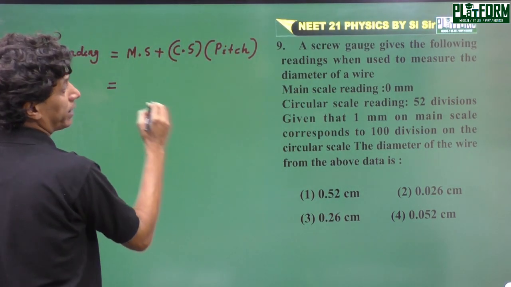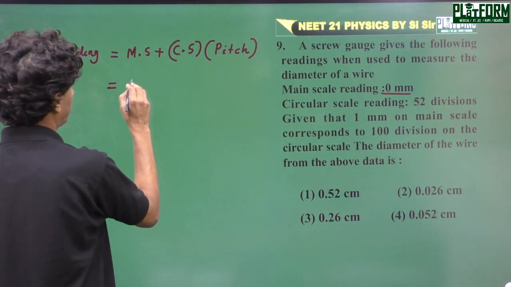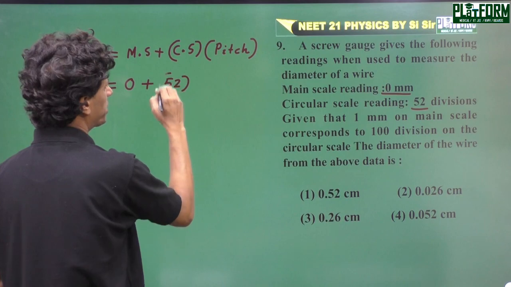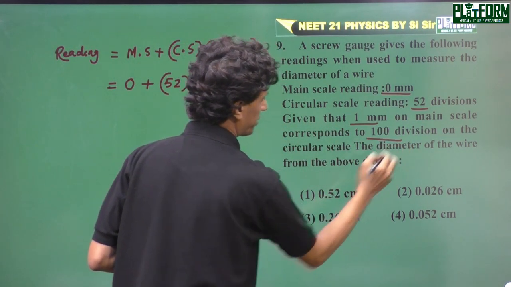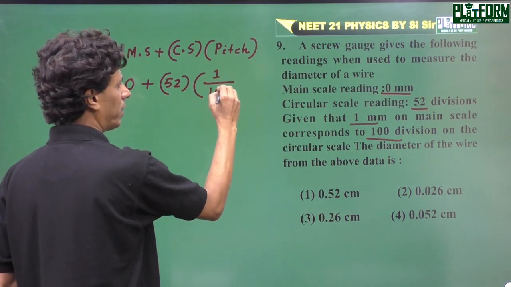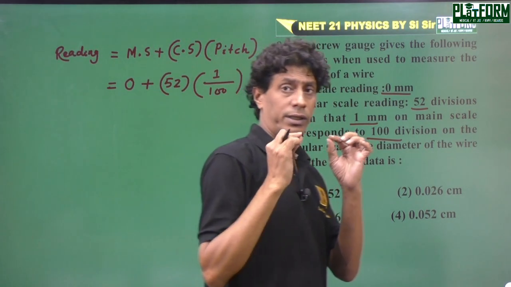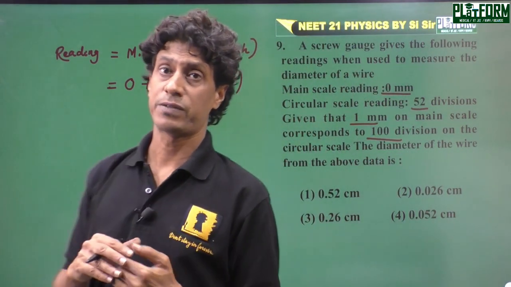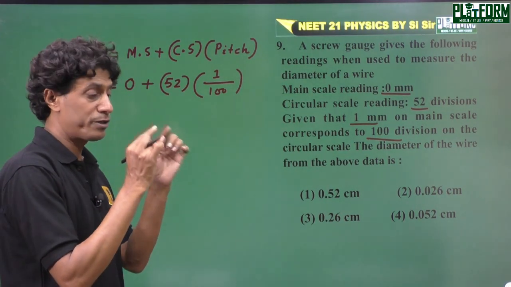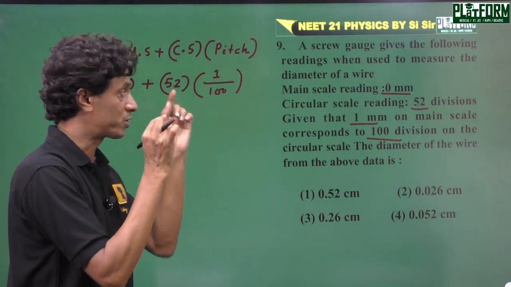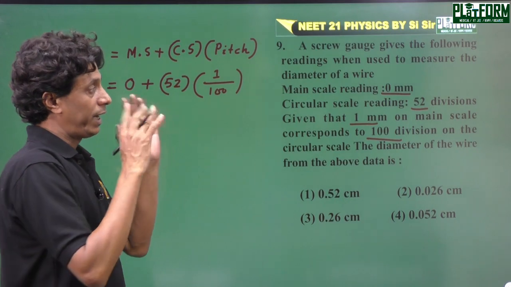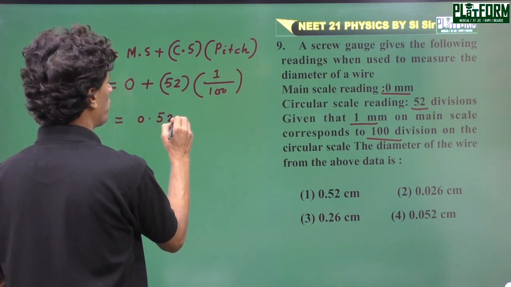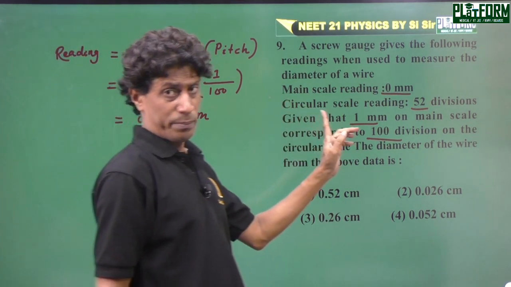Main scale reading given in this problem is 0 mm, and the circular scale reading is 52 divisions, and pitch is 1 mm per 100 divisions. So for each pitch, that is the linear displacement of the circular scale due to the full rotation, the linear displacement for 1 division is 1 by 100. 1 mm is for the full rotation, and the scale has 100 divisions, and this is 0.52 mm, since it is given in mm.